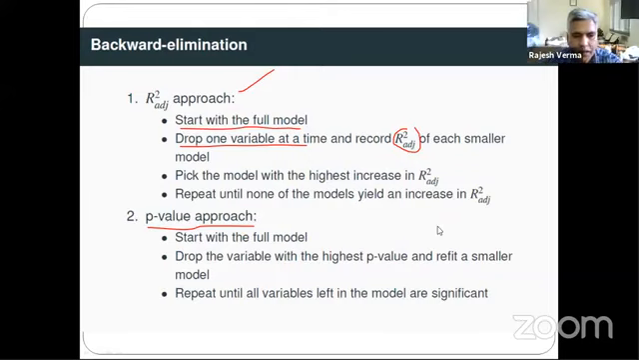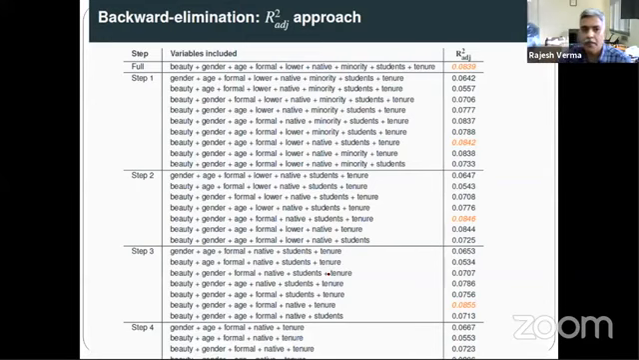Now we repeat this process till we pick the model with the highest increase in adjusted R-square. Then we have a p-value approach in which we start with a full model and we drop the variable with the highest p-value and refit a smaller model and repeat until all variables left in the model are significant. So this is one example of the backward elimination approach.